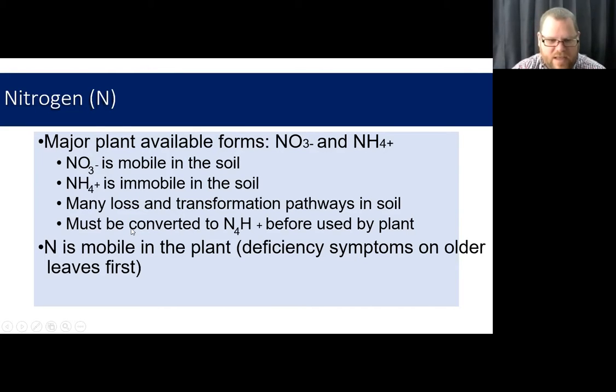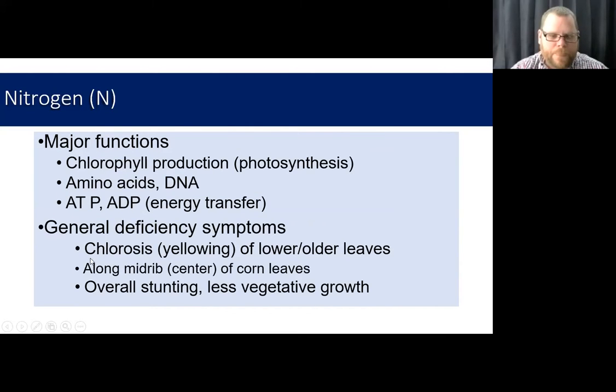It must be converted. So nitrogen is mobile in the plant, and that means that we'll see the deficiency symptoms on the older leaves first, because it will move to the top of the plant. Major functions are chlorophyll, amino acids, and energy transfer. Some of the symptoms we see are chlorosis or yellowing, or stunted growth, less vegetative growth. So nitrogen is responsible for vegetative growth. We always need to remember that, okay?